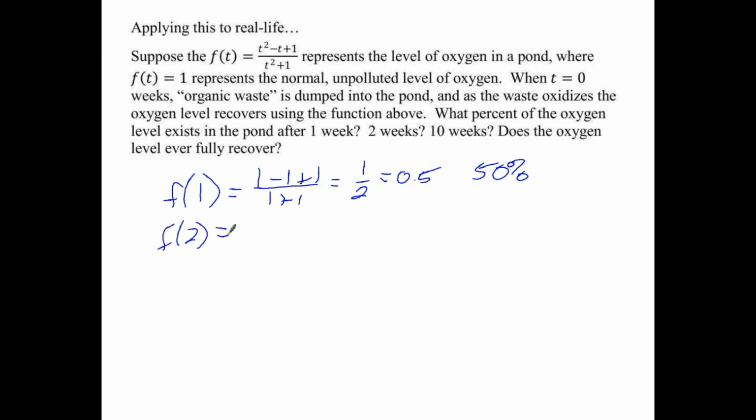So f of 2 weeks now. 2 weeks after the waste was dumped into the pond. What do I have? 1 minus 1 over 4 plus 1. So that is what? 3/5. As a decimal, that would be 0.6, so 60%. So we recovered 10% in a week.